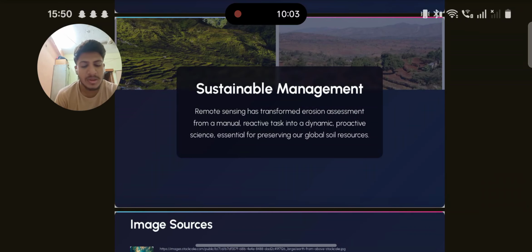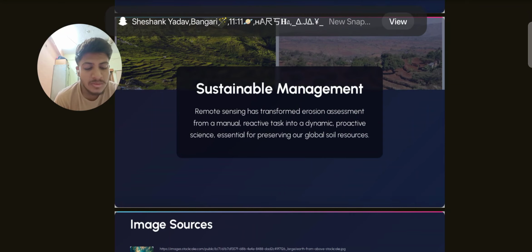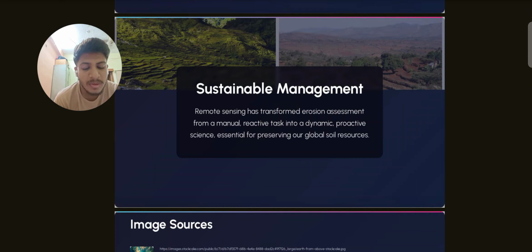Sustainable management. Sustainable management of erosion prone and coastal areas focuses on balancing environmental protection, development, and social well-being while preserving the long-term health and productivity of these fragile environments. Remote sensing and geographic information systems play an essential role in supporting sustainable management by providing accurate, timely, and large-scale data for decision-making, monitoring, and planning.